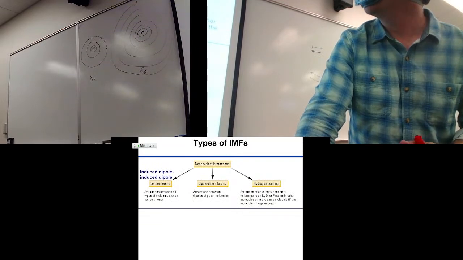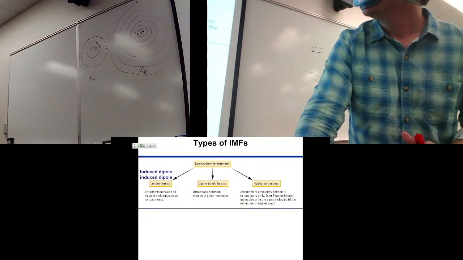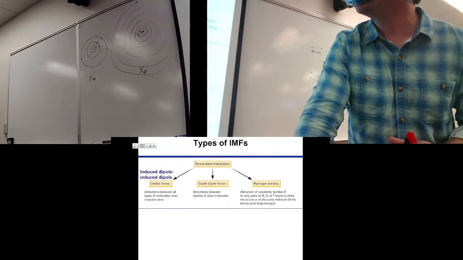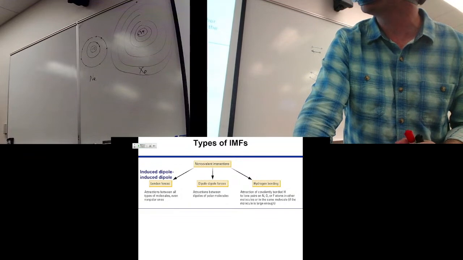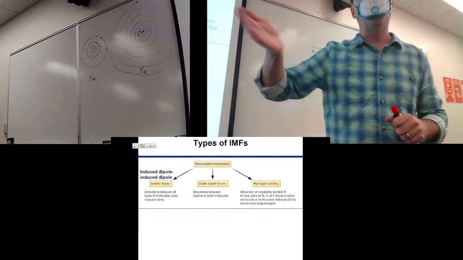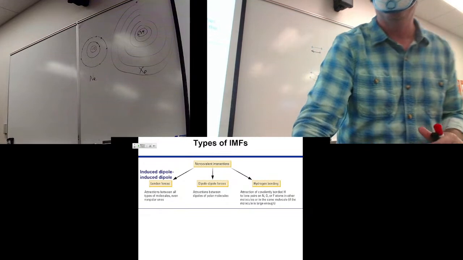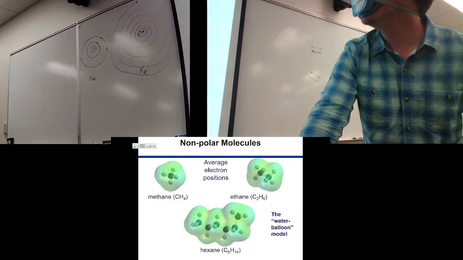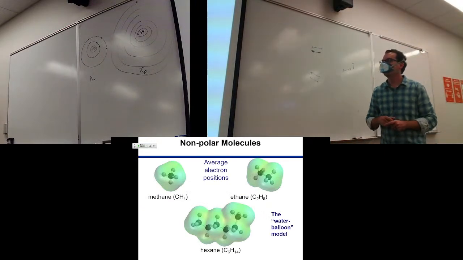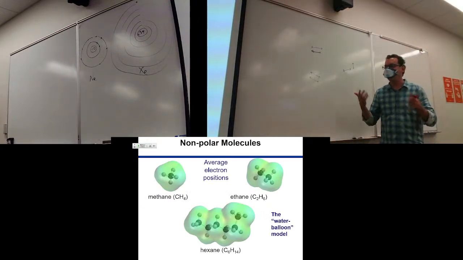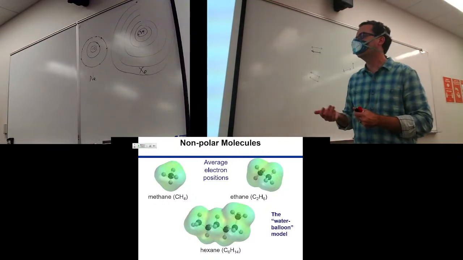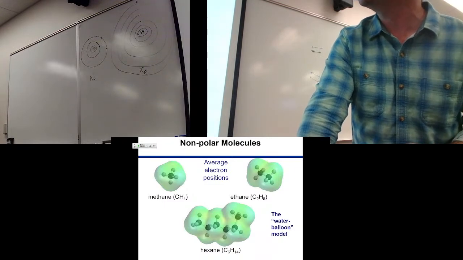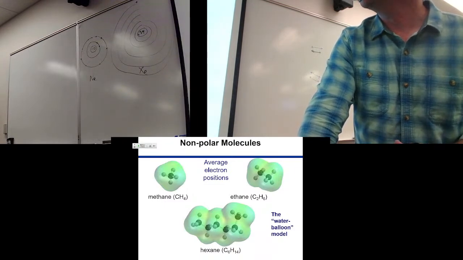So here we go. These are the IMFs. We've covered dipole-dipole forces. We've started talking about London forces, or London dispersion forces, or induced dipole forces. They're all the same thing. And they're the weakest. So when you have nonpolar molecules, something that doesn't make a dipole, how would it ever make a liquid? How would it ever make a solid? You get distortions of that cloud of electrons, and you will get a temporary dipole moment.